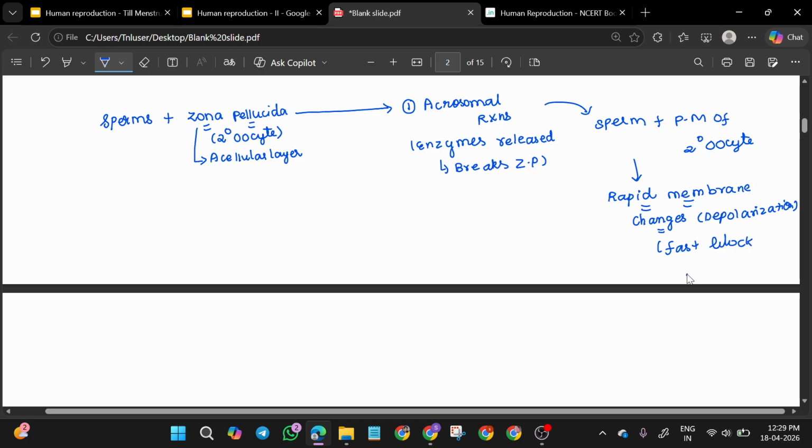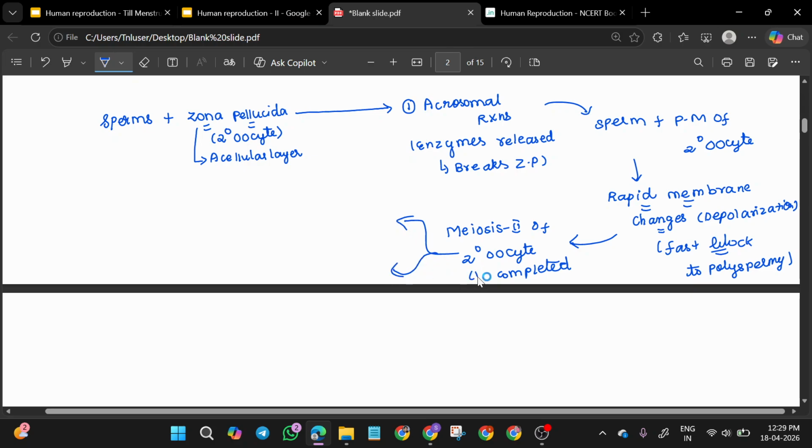What is polyspermy? Poly means many. Entry of more than one sperm is called polyspermy. அப்போ அதை பிளாக் பண்றதுக்கு we are having rapid membrane changes. After this what is going to happen is zona reaction, cortical reaction will happen. இது நம்மளுக்கு பெருசா தேவையில்லை, but that is slow block to polyspermy also will happen. After that sperm will release the anaphase promoting complex and meiosis 2 of secondary oocyte will be completed.